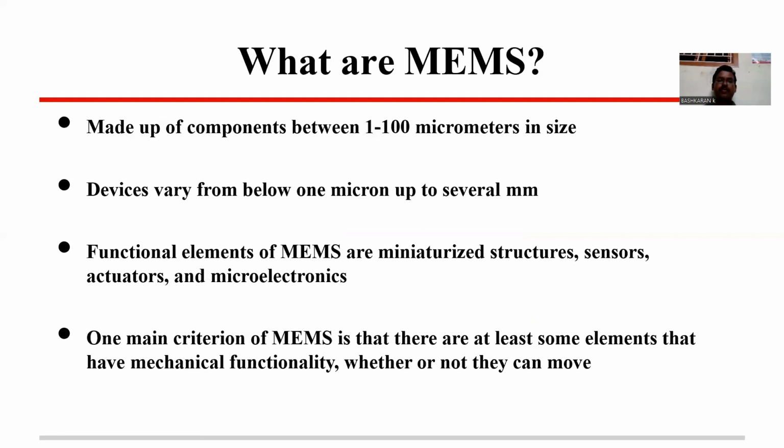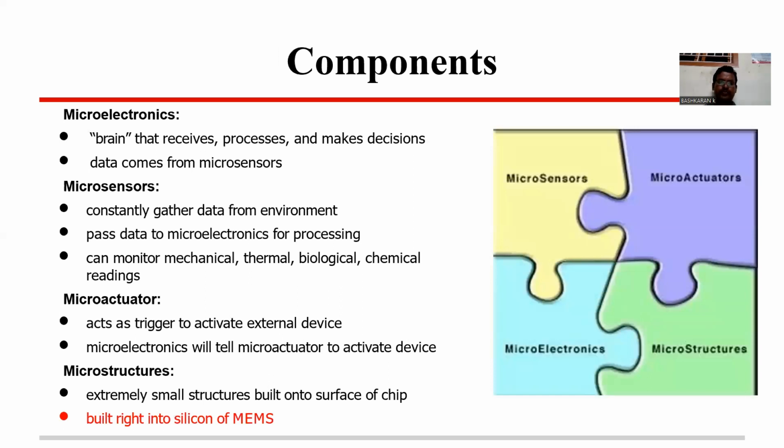Functional elements of MEMS are miniaturized structures, sensors, actuators, and microelectronics. One main criterion of MEMS is that there are at least some elements that have mechanical functionality, whether or not they can move. MEMS is basically categorized into microsensors, microactuators, microelectronics, and microstructures.